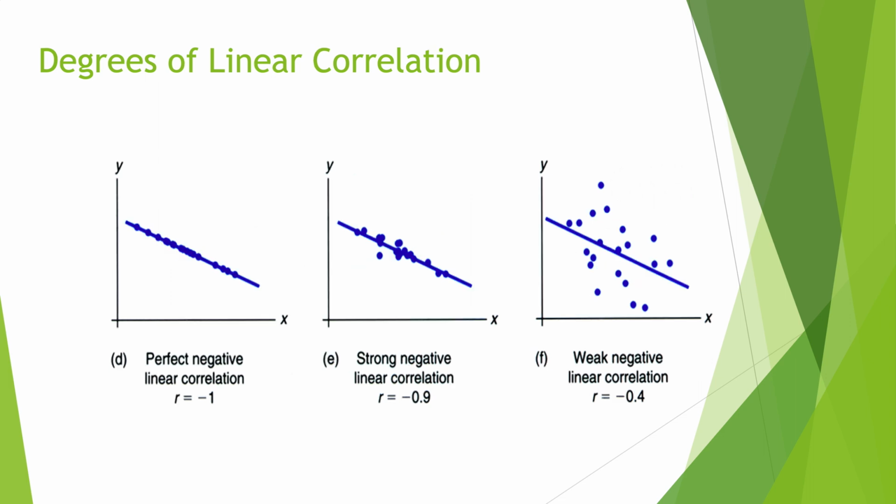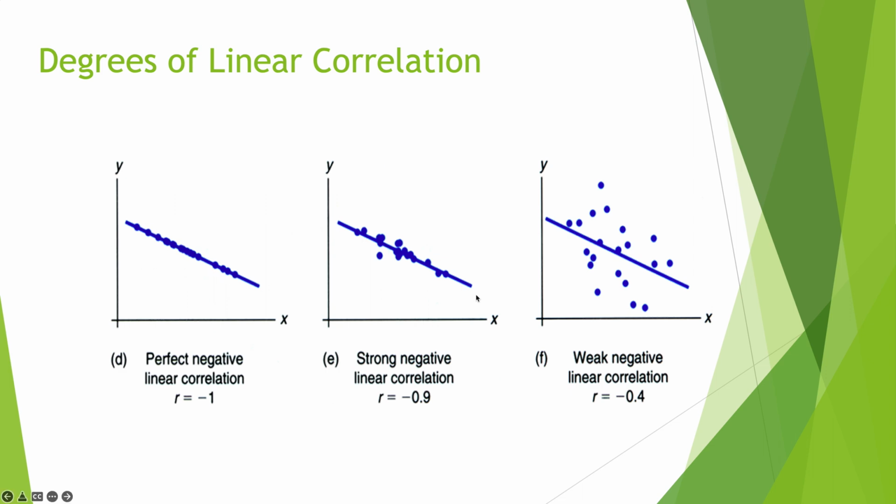Not only do you have positive correlations, but you also have negative correlations. Negative correlation says as one increases, the other decreases. So in this case, as the x is increasing, the y is decreasing. That might be something like the weight of a vehicle and its gas mileage. The heavier the car, the less gas mileage it gets, normally. So this is a perfect negative.